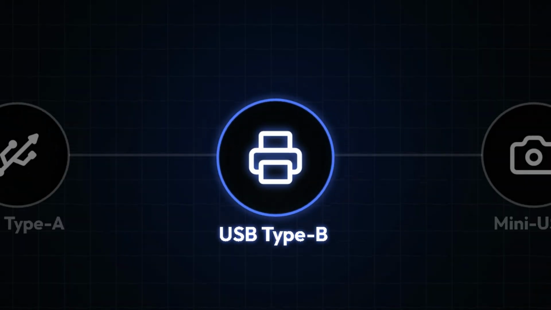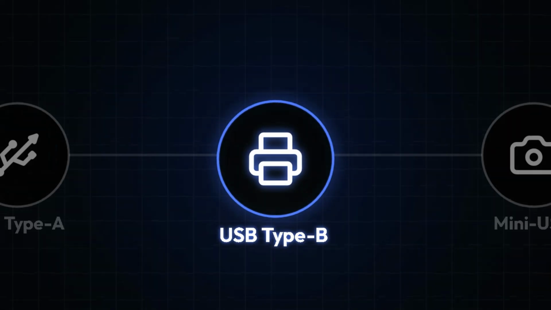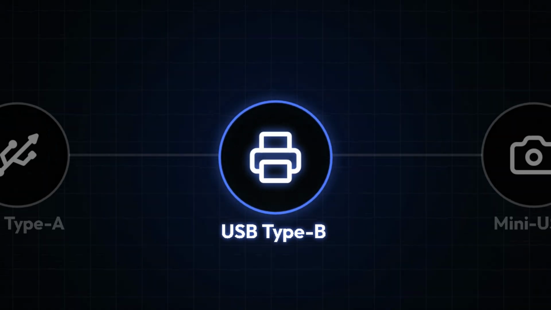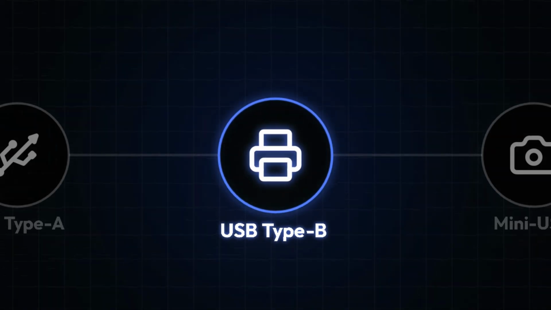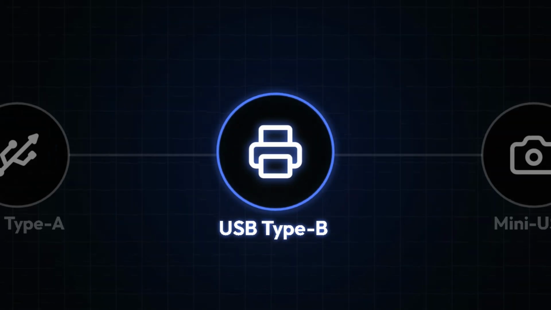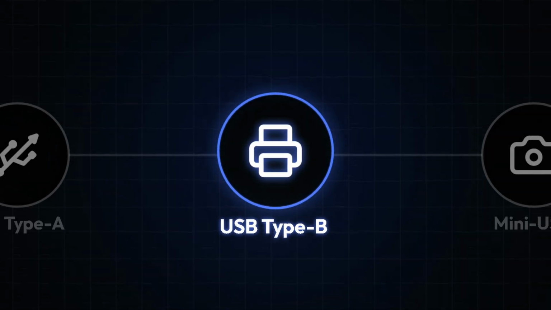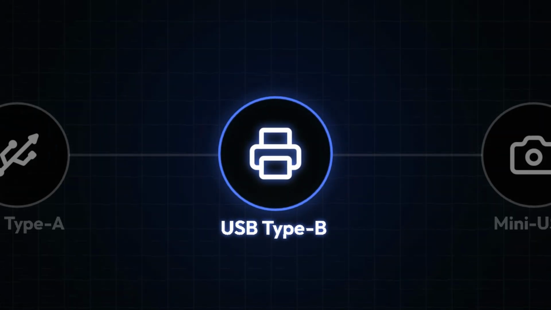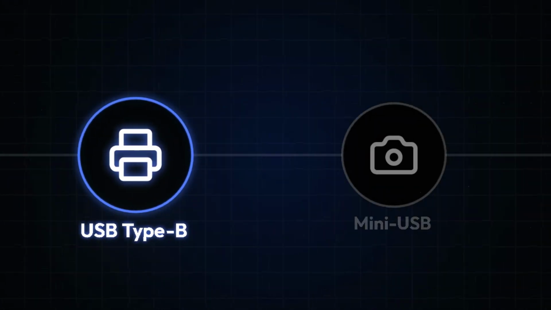USB Type B. This square-shaped connector is primarily found on larger peripherals like printers and scanners. It was developed alongside Type A to ensure that users wouldn't accidentally connect two host computers to one another. It stands out due to its sturdy, blocky construction, which makes it very durable for long-term stationary connections. It matters because it is still the industry standard for high-reliability data transfers in office equipment and professional audio interfaces.